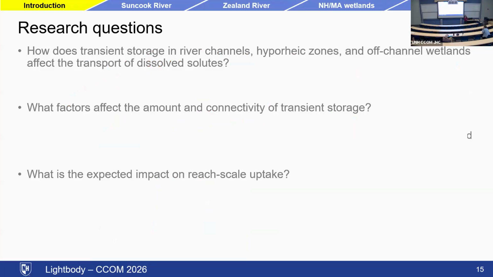How does transient storage affect the transport of dissolved solutes through river networks? What factors affect the amount and connectivity of transient storage? And what is the expected impact on reach scale uptake?